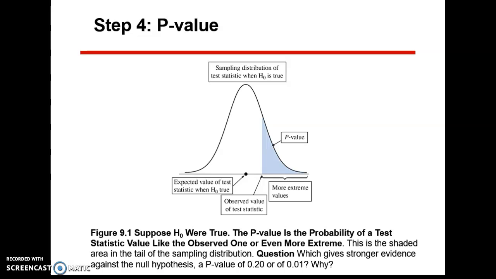And I've got a nice question down here: which gives a stronger evidence against the null hypothesis, a p-value of 0.20 or 0.01? 0.20 means it happens 20% of the time that you get an error. 0.01 means it happens 1% of the time. So that's stronger evidence to reject the null hypothesis, saying, well, if that were true, this would only happen 1% of the time, which is pretty unlikely.